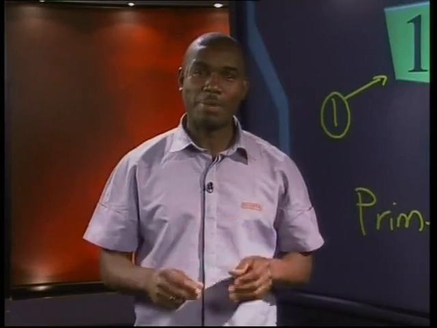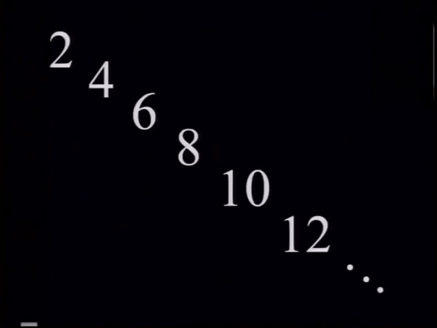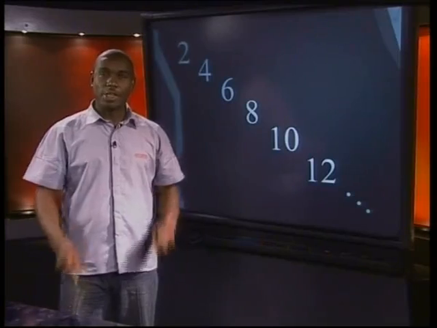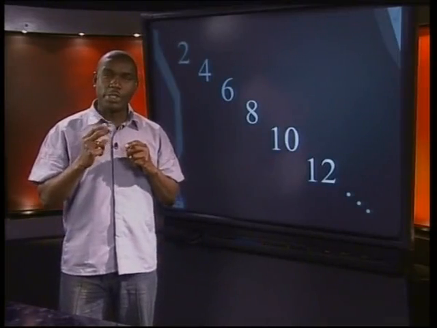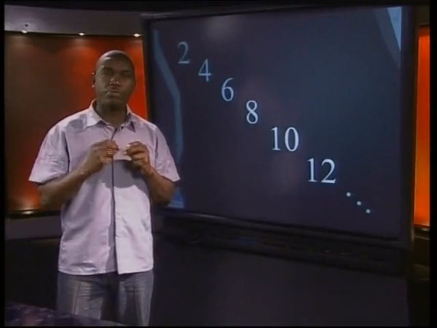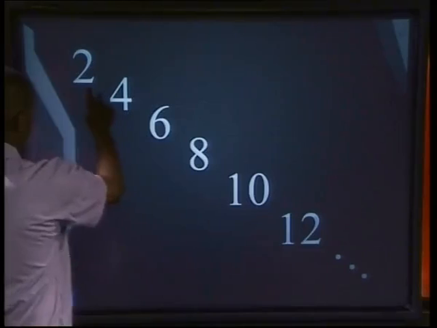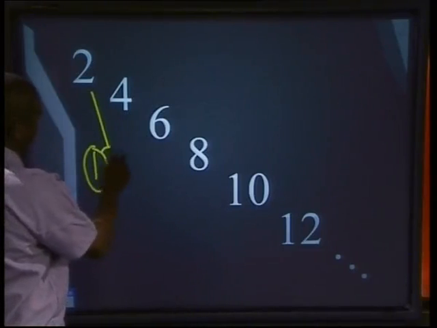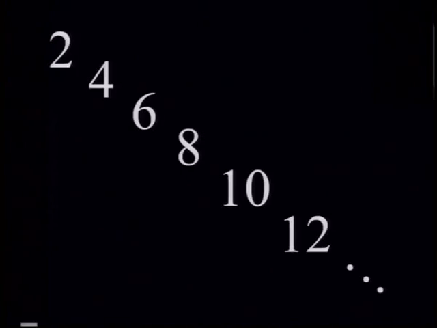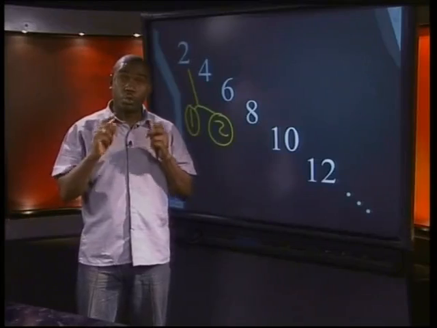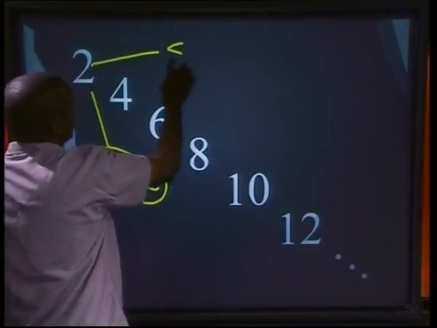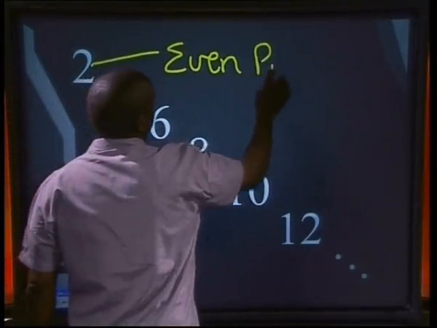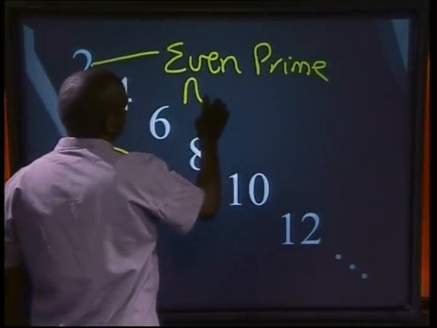How many even prime numbers are there? Look at the positive even numbers: 2, 4, 6, 8, 10, 12, and so on. The only prime number here is 2, since 2 is the only number that has 2 different factors, namely 1 and the number 2 itself. All the other even numbers have 2 as a factor, so 2 is the only even prime number.